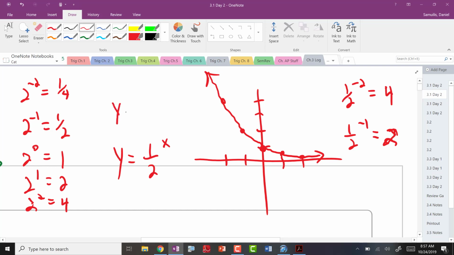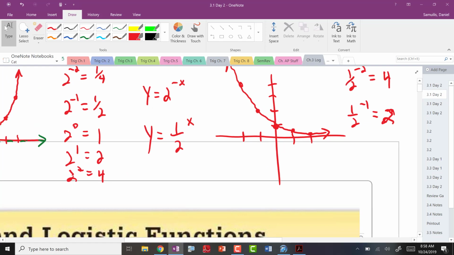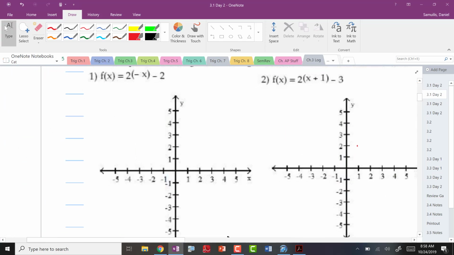It really is flipped. You know why this is flipped? This could be rewritten as this. Isn't that the same thing as 2 raised to the negative x power? Then, taking the negative power, the 2 becomes flipped to 1/2. And a negative on the inside of a function is a y-axis reflection. Okay?